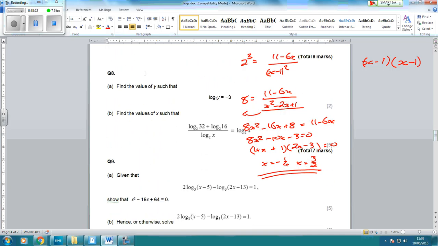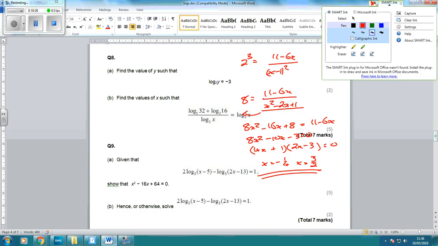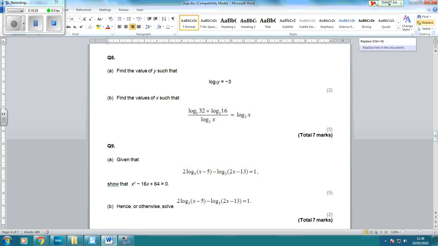Next question, question 8. Again, it's just a matter of knowing that this is 2 to the power of minus 3 equals y. So y equals 2 to the power of minus 3, which is the same as 1 over 2 to the power of 3. So it equals 1/8.